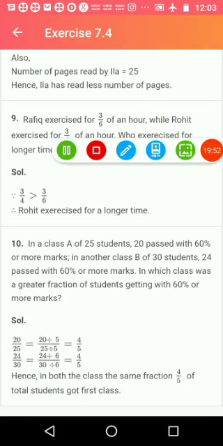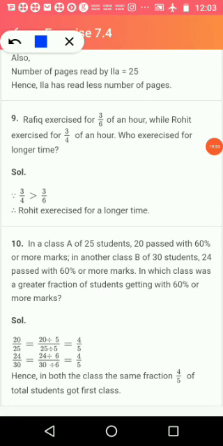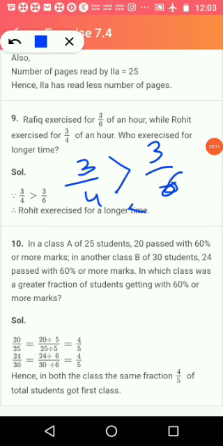Rafi exercised 3 by 6 of an hour, while Rohit exercised 3 by 4 of an hour. Who exercised for a longer time? You can compare 3 by 4 and 3 by 6. See, the numerators are the same, and 4 is less than 6, so 3 by 4 is greater than 3 by 6. So 3 by 4 was whose? Rohit exercised for a longer time. Next.